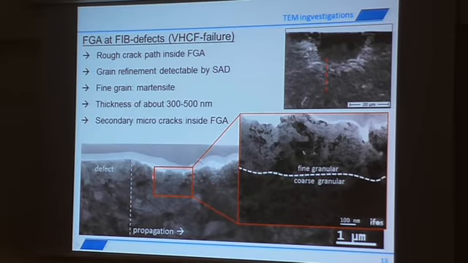So if we take a closer look at the fracture surface, you can see here the border of the fine granular to the coarse granular to our original microstructure, but it's not always easy to see because the transition is smooth. It's not a harsh cut between the small grains and the large grains. You can also see by the bright parts here that there are some micro cracks inside the FGA. Also here some bigger micro cracks. But that's also something we can see at FGAs at inclusions.